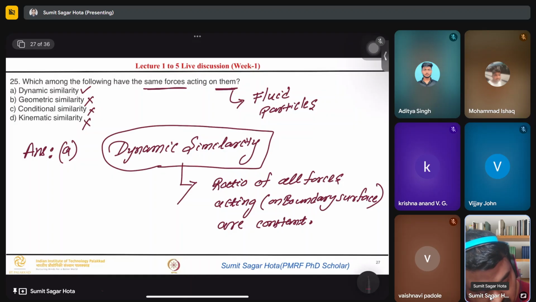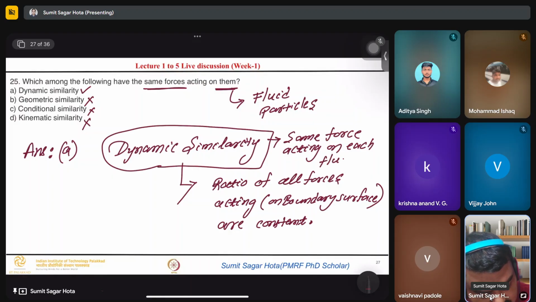Also, one more way you can define it, actually: same force acting on each fluid particle.